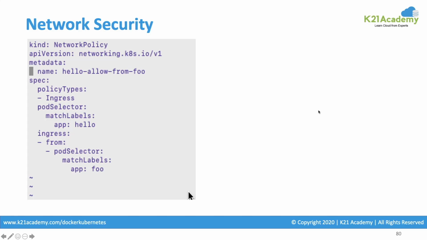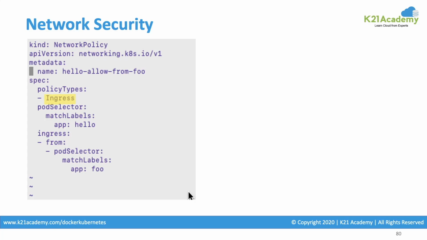And in the specification section, I can specify the policy type. A policy can be either ingress type or egress type. So this is an ingress policy. In the ingress policy, I can specify my condition. In this condition, I'm selecting the pod which has the label app hello. So this policy is applicable to the pods which are labeled as app hello.